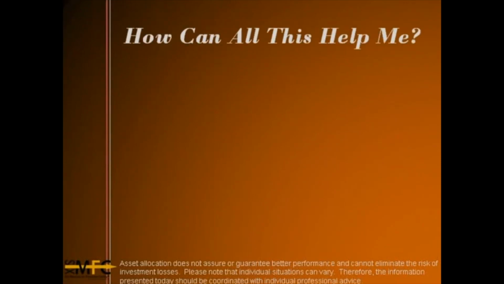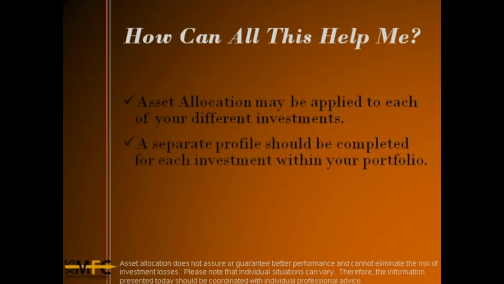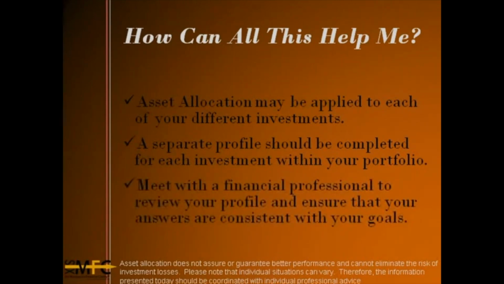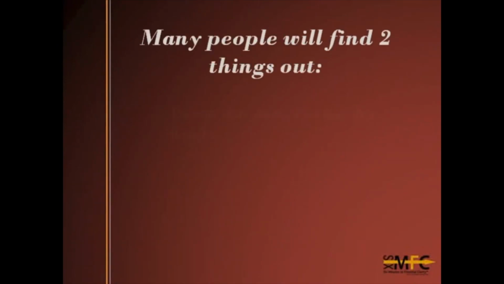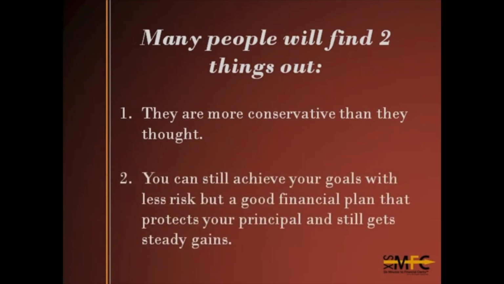So to sum this all up, you may ask, how can this help me? Well, let's remember something. Asset allocation may be applied to each of your different investments. That a separate profile should be completed for each investment within your portfolio. And you need to meet with a financial professional to review your profile and ensure that your answers are consistent with your goals. Many people find out a couple things, that they're more conservative than they thought, and that they still can achieve their goals with less risk, but with a solid financial plan that doesn't lose money and gets a steady gain.